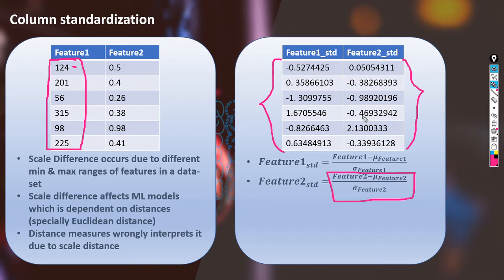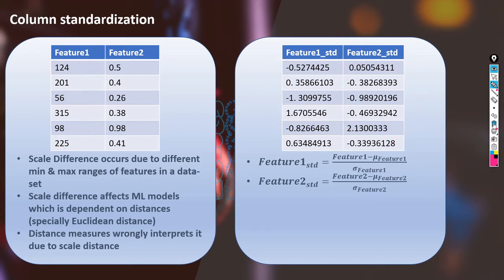And the most important part is that whether you consider standardized feature 1 or standardized feature 2, both will have a mean of 0 and a standard deviation of 1, and there would be no scale difference. Which means now you are ready to feed your data into your machine learning model. Okay, fine. So this is the theoretical perspective.